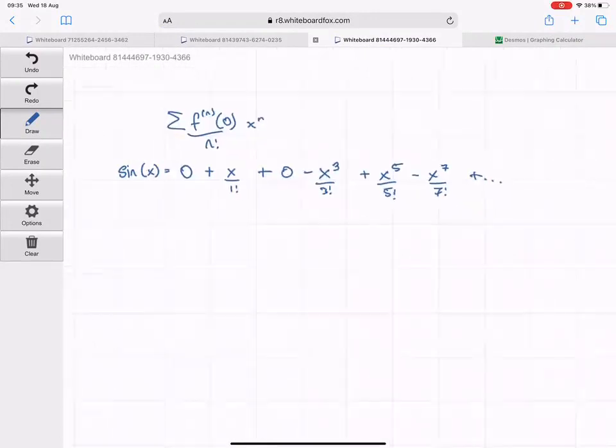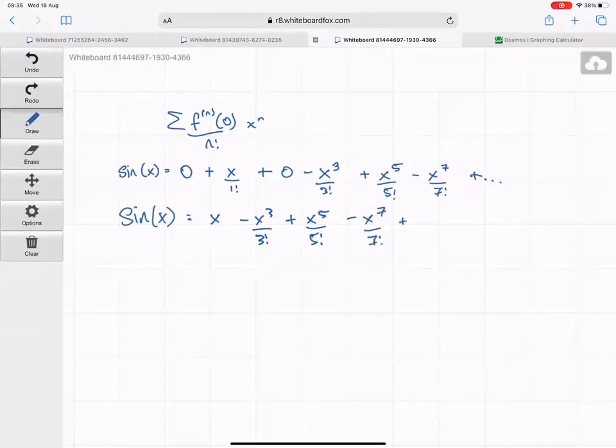Okay, so you can see that sine of x is just the odd powered terms. So we've got x minus x cubed over 3 factorial. Odd powered terms divided by the odd numbers factorial. And again, with a changing plus and minus sign.